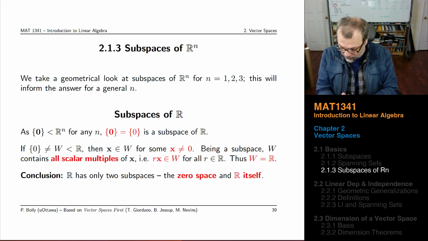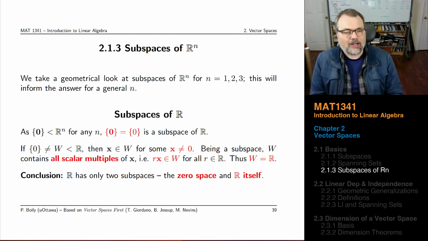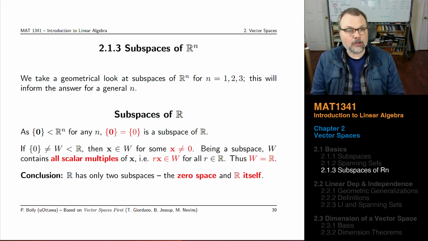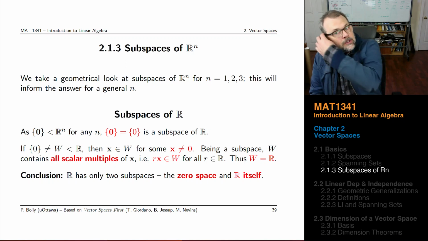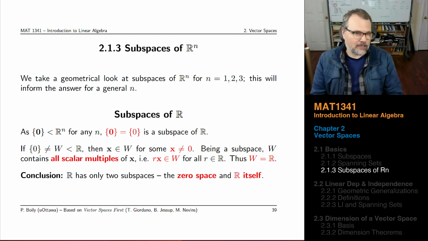It's not enough to know what's happening in Rn, but because most vector spaces behave like Rn with respect to vector addition and scalar multiplication, this is a good place to start. So we'll take a look at the subspaces of Rn for n = 1, 2, 3, and that's going to give us an idea as to what happens in the general case, a general n.